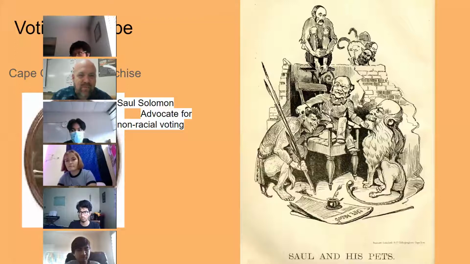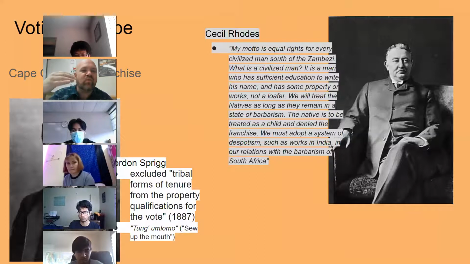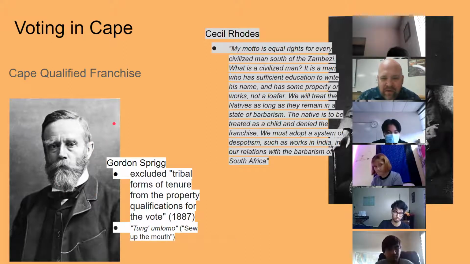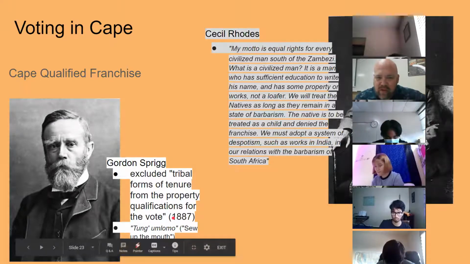As you can expect, we're going to start getting resistance in this, okay? As we start pushing towards unity, we're going to get resistance. First, this man here, Gordon Sprigg, who, despite the fact that he has a glorious beard, right? This is a glorious beard. Despite that fact, he unfortunately is trying to take away the vote from Africans. So what he does is he excludes tribal tenure for the property qualifications.